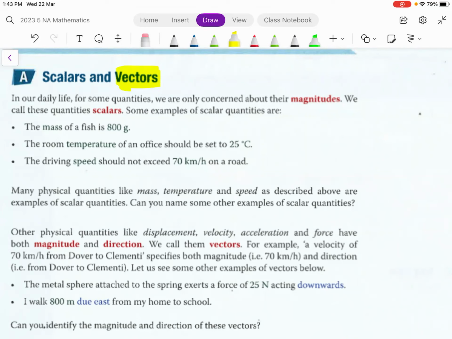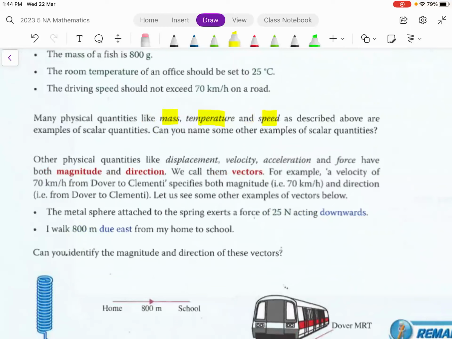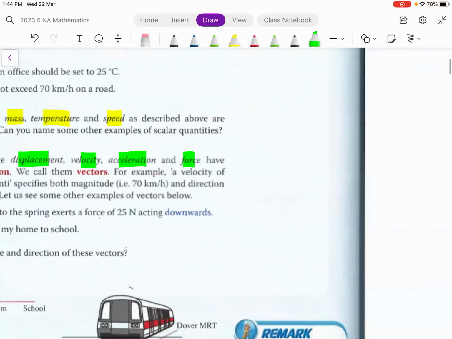Examples of scalars: mass, temperature, speed. No direction. It is just a numerical value that tells you how big or small it is. Magnitude is talking about how big or small it is, and has no direction. But when it comes to vectors, direction is important. So the classic examples will be your displacement, velocity, and acceleration. And then you also learned force. That's why you have your free body diagrams looking like this.